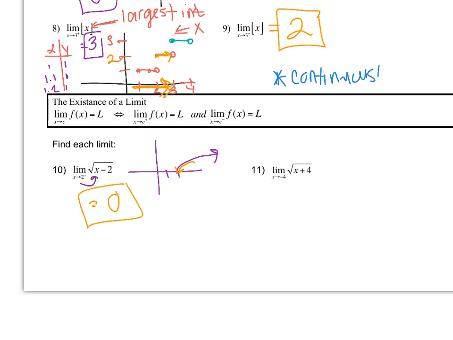In number 11, we're looking at the limit as x approaches negative 4. And a quick sketch of this graph: the square root function of x plus 4 is the square root function, but it's been shifted left 4. 1, 2, 3, 4. So here's a quick sketch. My caution is for problems like this. This is saying what is the limit in general as x approaches negative 4. So this function does not exist for any x values less than negative 4. So since the only direction we can approach negative 4 from is from the right, this limit as x approaches negative 4 in general actually does not exist.